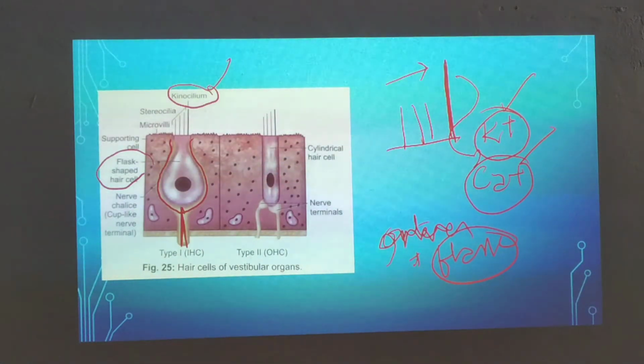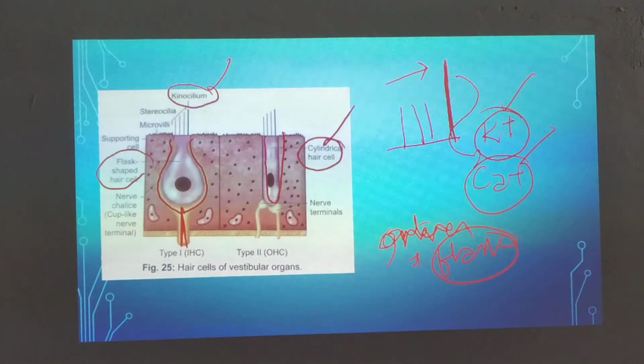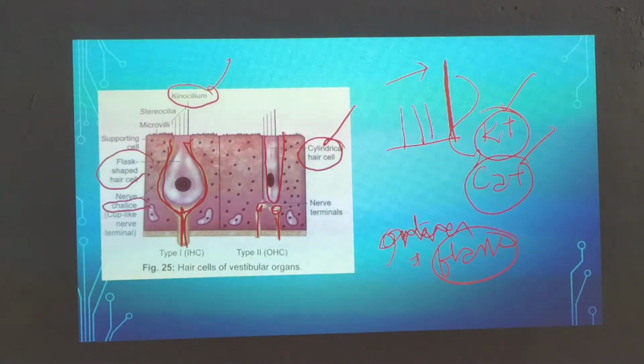What is this type? Type 2. Type 2, especially what is this? Cylindrical hair cells. So the difference between these two is the nerve chalice is completely surrounding like a sheath. Here the terminals are only down, they are not all around. Okay, this is called as nerve chalice. So what is this? Cup-like nerve terminal. So what are the other cells called as? These are the supporting cells that are there.